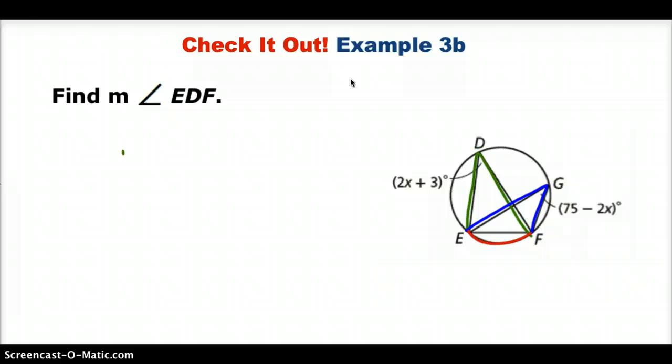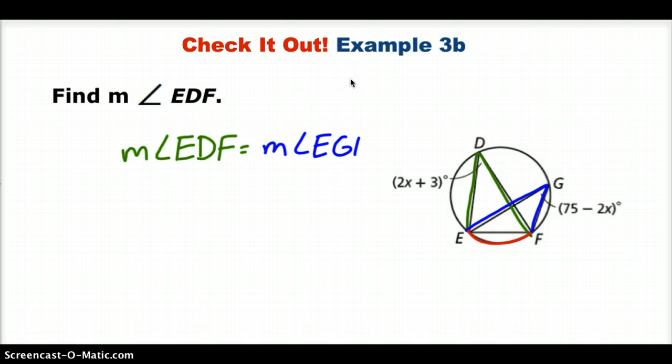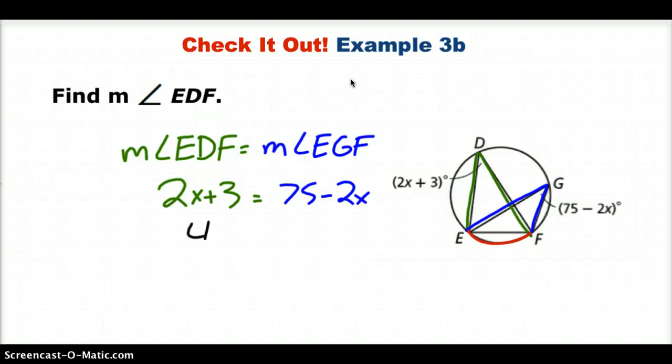And so I'll just say now the measure of angle EDF is going to be equal to the measure of angle EGF. Okay, and now I'll just substitute the algebra here. So I can say that 2x plus 3 is going to be equal to 75 minus 2x. Okay, and I can just go ahead and use inverse operations to solve. So I'll end up getting 4x is going to be equal to 72. 72 divided by 4 is going to be 18.